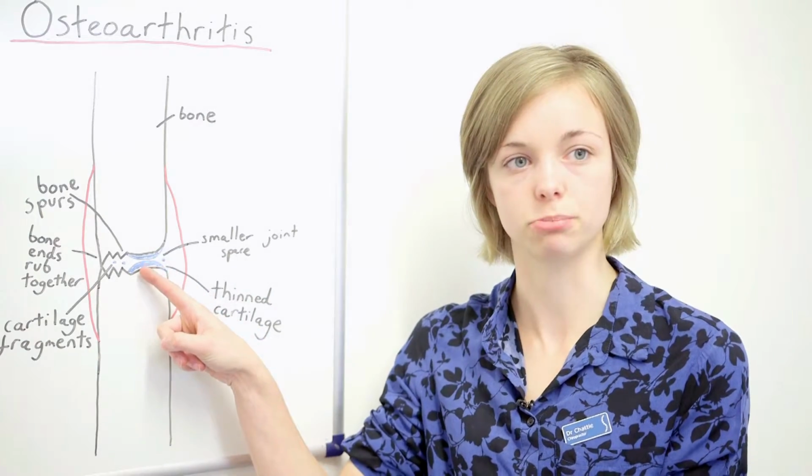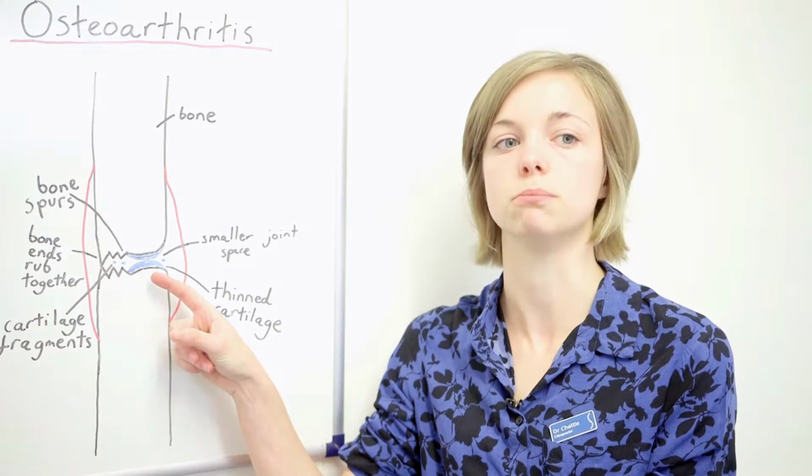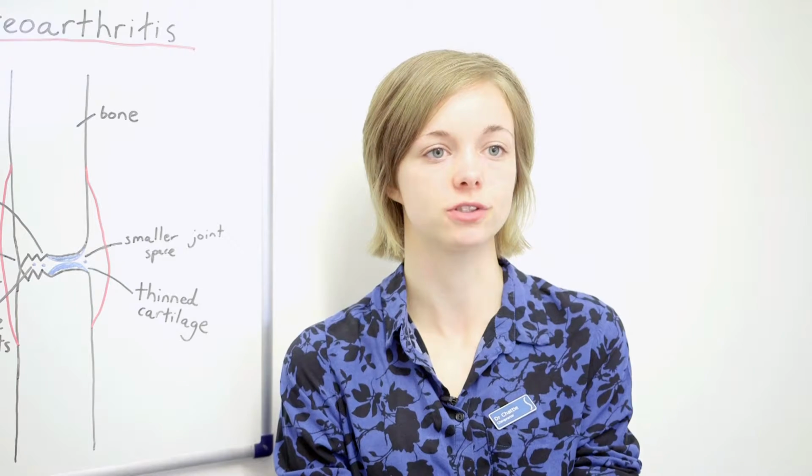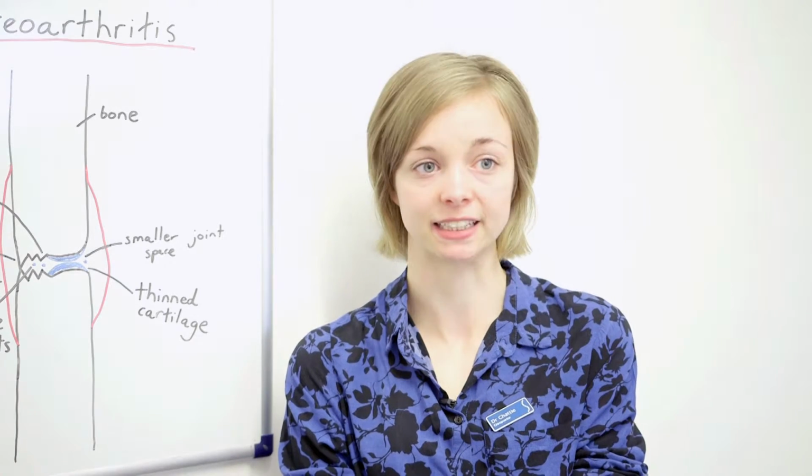Sometimes part of the cartilage breaks off into the joint space, which causes more inflammation and irritation. Osteoarthritis typically affects the joints that bear weight, like your knees, hips and spine, but can occur in any joint, especially those that are overused from repetitive movements, such as your hands.